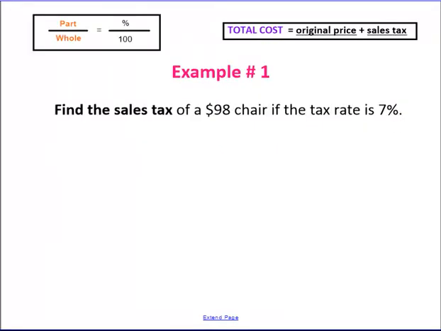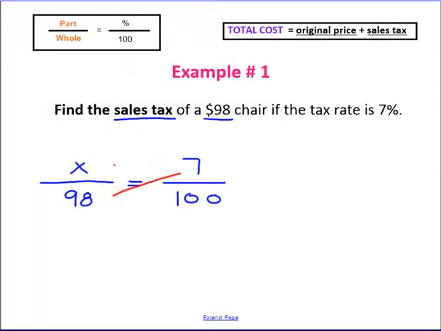All right, so example number 1, find the sales tax of a $98 chair if the tax rate is 7%. Now, it's asking us to find what the sales tax is. It's not asking us to find the total cost. So I'm going to make my blank proportion. 7% goes right up here, always over 100. The original price is $98, so that's going to go on the bottom under the whole, and then we have X right here. I'm going to cross multiply.